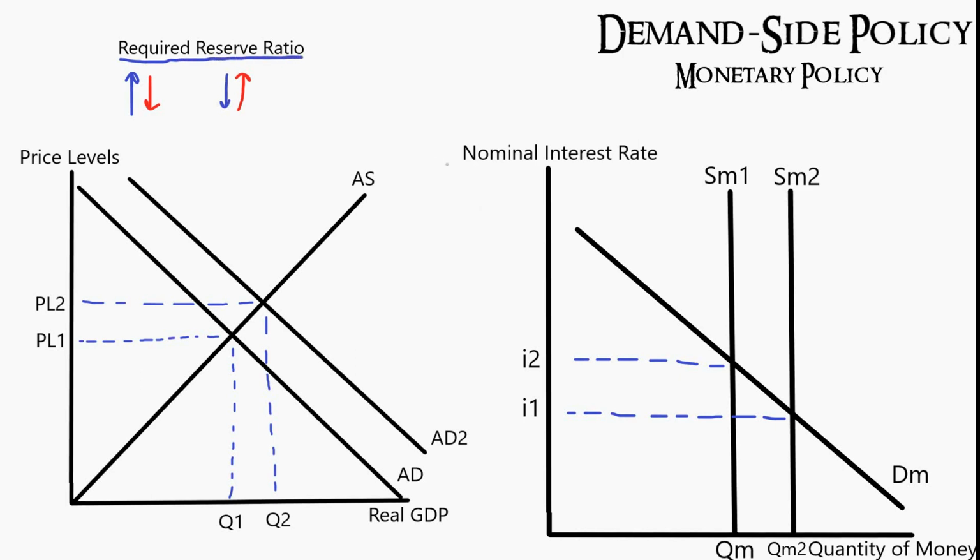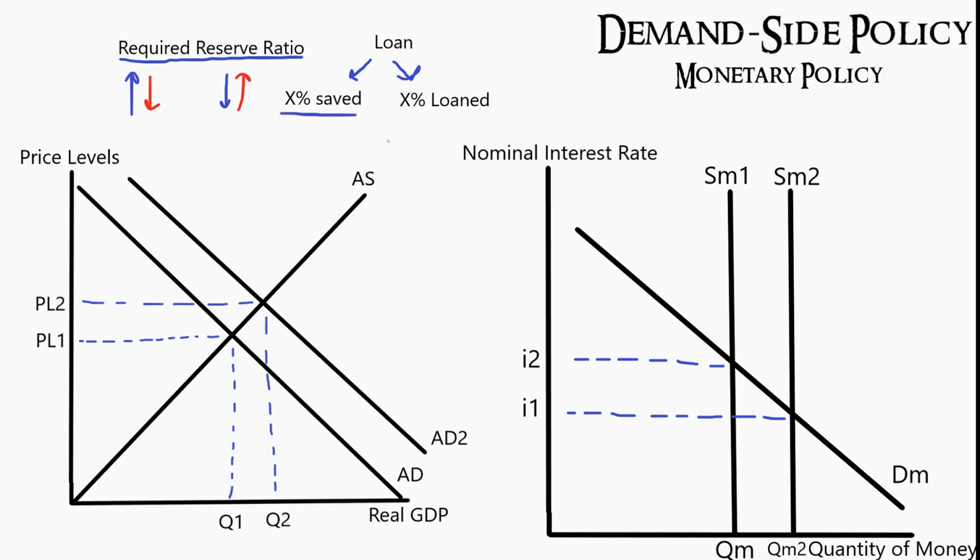And what the required reserve ratio is: when banks receive a deposit, a percentage of it is stored, vaulted, saved, and a percentage of that money is loaned out by the bank. So the percentage required to be vaulted and saved by the banks is the required reserve ratio. So this here, the percentage that is saved, is the required reserve ratio.